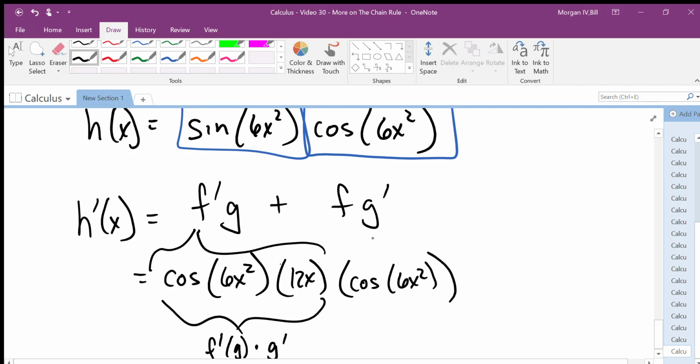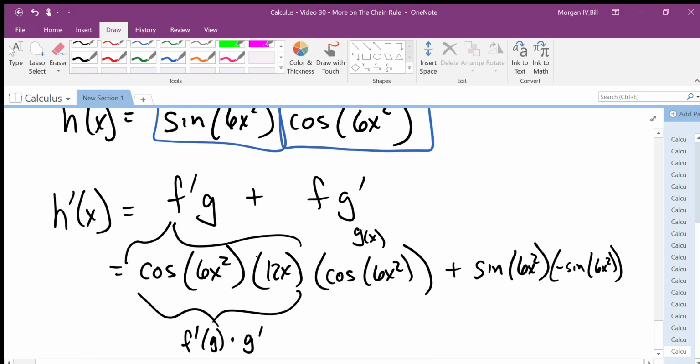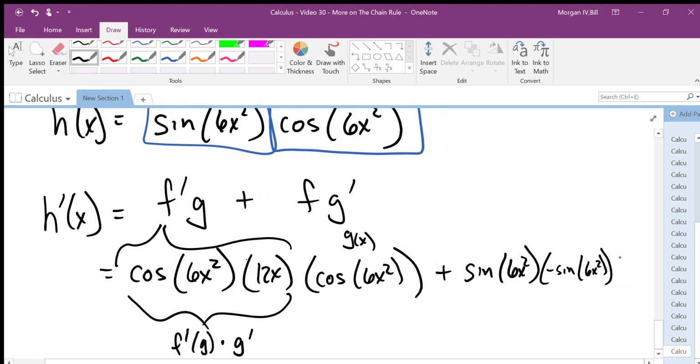All right, so this is the g function. So f prime, then g of x, plus, leave the f function, leave the sine of 6x squared, multiply that by g prime. Well, what's the derivative of cosine? The derivative of cosine is negative sine of the thing I have, 6x squared. But I need to multiply that by the derivative of the inside, 12x.